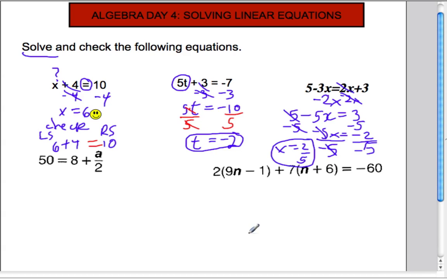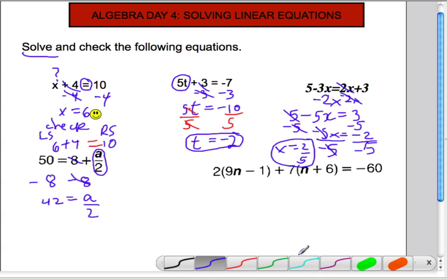Okay, so hopefully that's sinking in a little bit. Let's do 2 more. So 50 is equal to 8 plus a over 2. Now, of course, please feel free to pause this, do it, and then unpause it and see if you've got the same answer. And if you do, then you got it. Okay, I want to get rid of this 8 first, because there's my a over 2. I'm not going to touch that just yet. So 8 and minus 8. So what we've got is 42 is equal to a divided by 2.